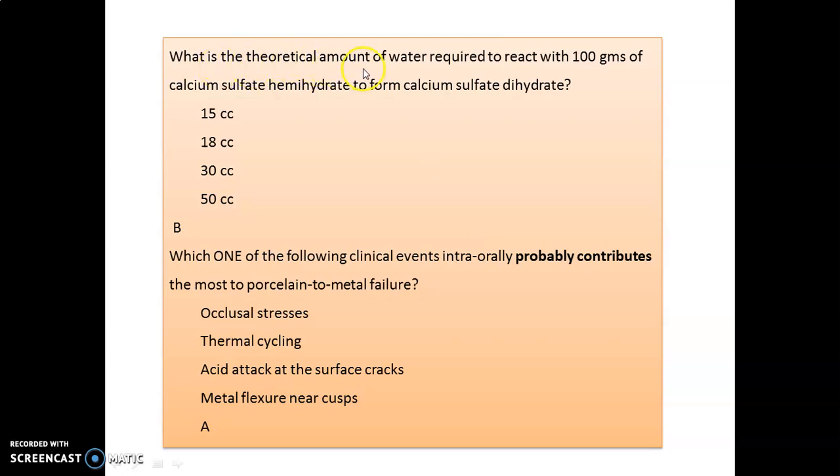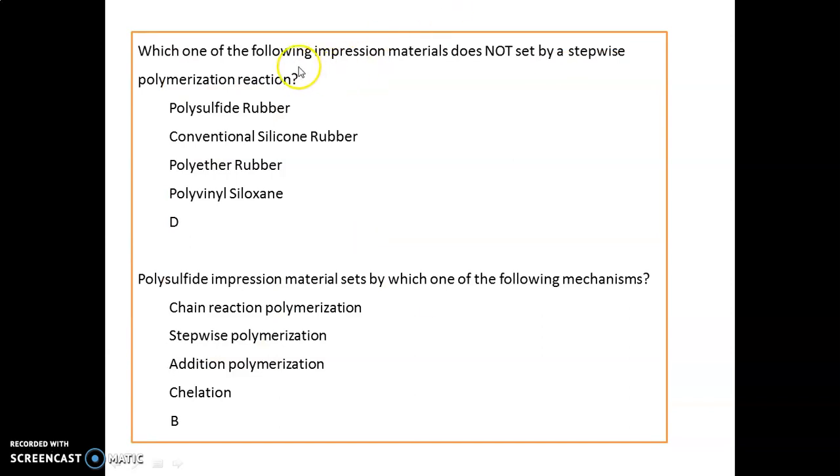What is the theoretical amount of water required to react with 100 gram of calcium sulfate hemihydrate to form calcium sulfate dihydrate? Theoretically it is around 18 cc. Which one of the following clinical events intraorally probably contributes the most to porcelain to metal failure or fracture? That is your occlusal stresses. Which one of the following impression materials does not set by a stepwise polymerization reaction? That is your polyvinyl siloxane.